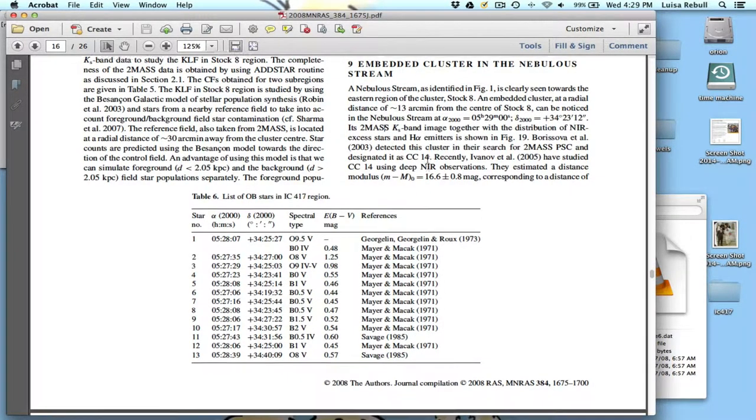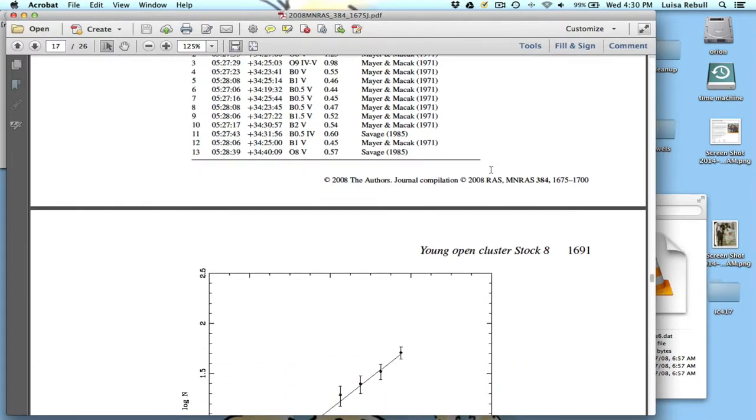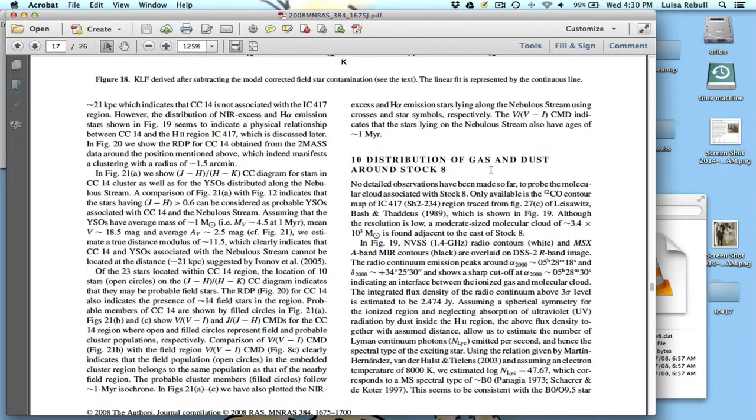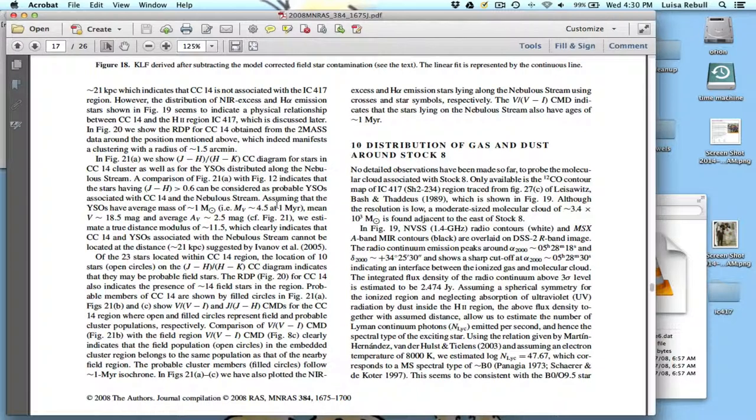So the embedded cluster, they go through and say, well, this is what we found, and this is why we think it is actually part of this cluster. If you read this closely, you'll find that other people in the literature mentioned this source, but they suggested that it was not associated with IC417, that it was in fact something much, much further away. And they are concluding here that the young stars associated with the nebula stream in fact cannot be at 21 kiloparsecs. It's got to be a whole lot closer, really closer to 2 kiloparsecs, the distance that they've derived here.